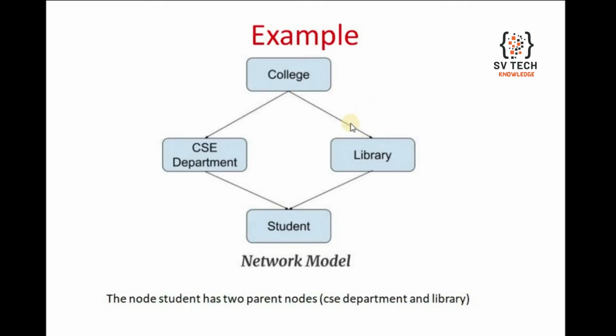For example, we can take this diagram. College has two entities, CSE department and library department. Students have access to both the CSE department and the library department. So this is the structure of the network model. The node student has two parent nodes, CSE department and library. It can acquire the properties of the CSE department as well as the library.